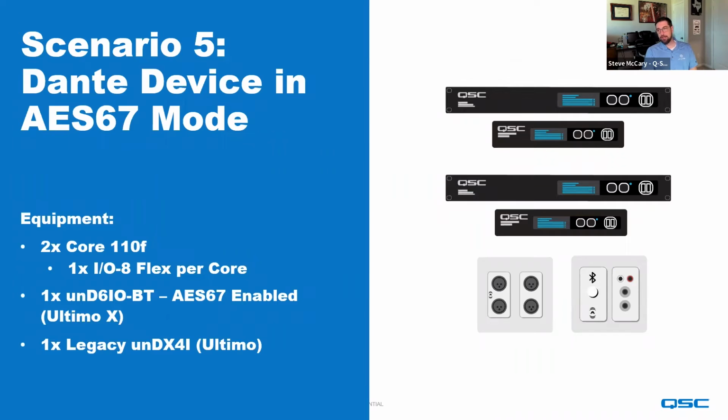So let's talk about another scenario. Let's talk about a Dante device that is running in AES67 mode. What we've got now is our two 110s, our IO8 Flex, or IO8 Flexes per core, and we've got a 6IO BT that is AES67 enabled because it's running on an Ultimo X chip. We are also using one of the legacy DX4Is, one of the older Audinate endpoints. This just runs an Ultimo chip. This will become important in a second.